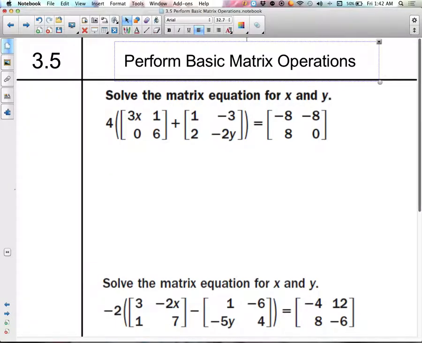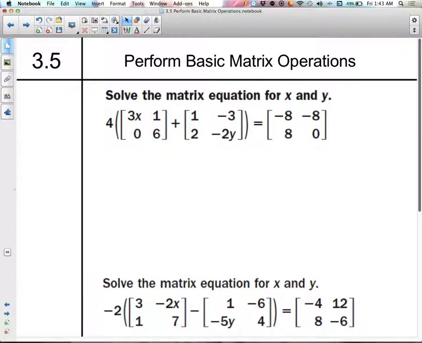All right, keeping those same properties in mind, we can solve a matrix equation. So here we have 4 times the matrix with elements 3x, 1, 0, and 6, plus the matrix 1, negative 3, 2, negative 2y. And that's equal to another matrix. So we have a sum inside parentheses times a scalar that should equal this matrix over here on the right of the equal sign. Right? So we're going to try to figure this out.